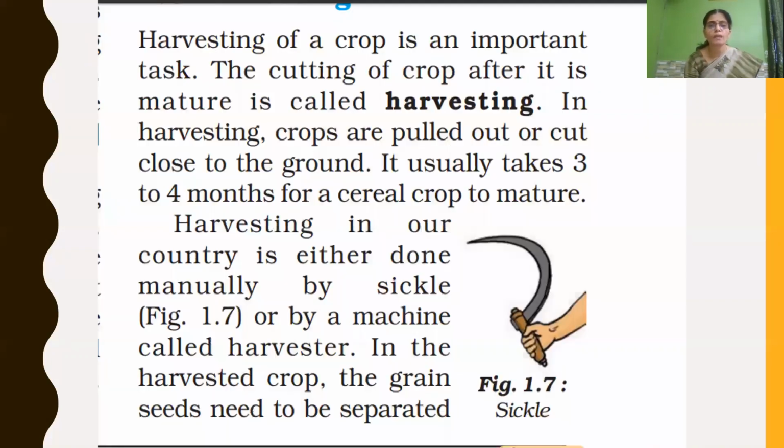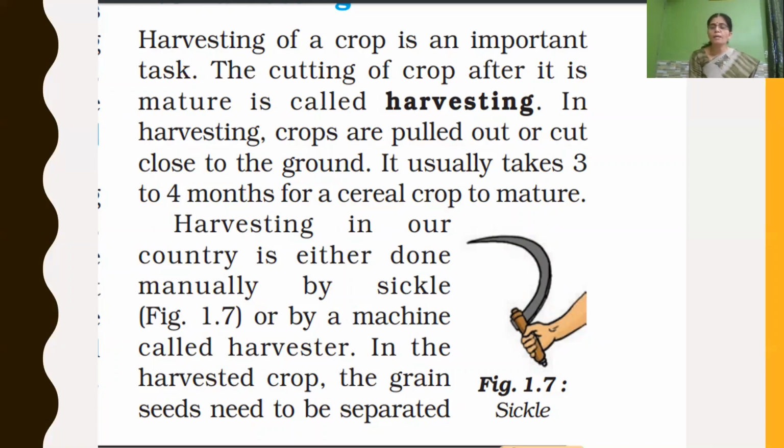And after weeding, the next step is harvesting. Harvesting of a crop is very, very important. The cutting of a crop after it is fully matured is called harvesting. Harvesting is done by pulling out or cutting the crop close to the ground. It takes at least 3 to 4 months for a cereal crop to mature. This harvesting is done manually by an agricultural implement called a sickle, or by a machine called a harvester.